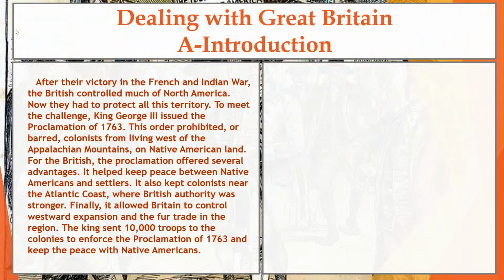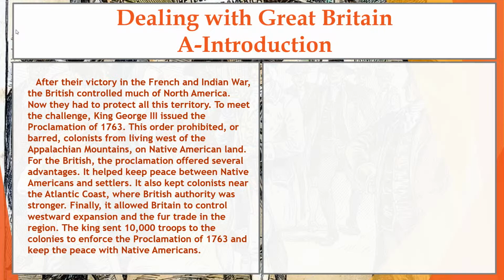So, first paragraph under Dealing with Great Britain, this is our introduction. After their victory in the French and Indian War, the British controlled much of North America. Now they had to protect all this territory. To meet the challenge, King George III issued the Proclamation of 1763. This order prohibited or barred colonists from living west of the Appalachian Mountains on Native American land.